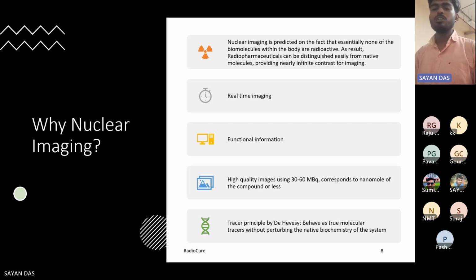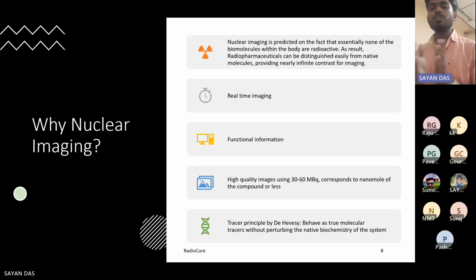And we get high quality images using very small activity, 30 to 600 megabecquerel, if we inject, depending on the person. So it will give us a super high resolution image, and this 30 to 600 megabecquerel of radionuclide actually consists of a nanomole of compound. What is a nanomole of compound? Like in our body there is chromium, iodine. So whenever we are injecting iodine-131 into our body, that will be in the nanomole range, and a nanomole is so small that it acts as a tracer. It will not hamper the normal body function.